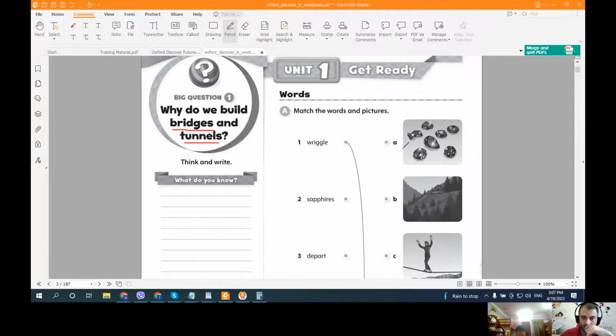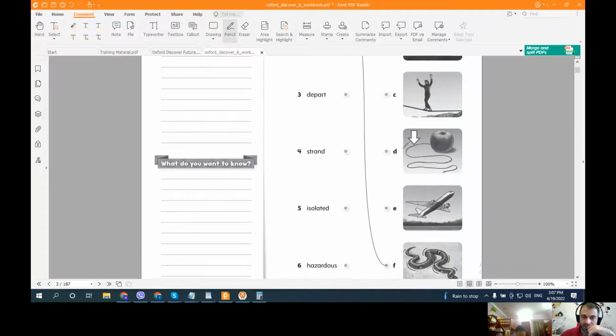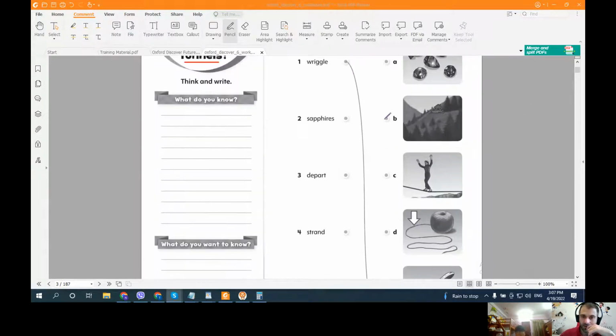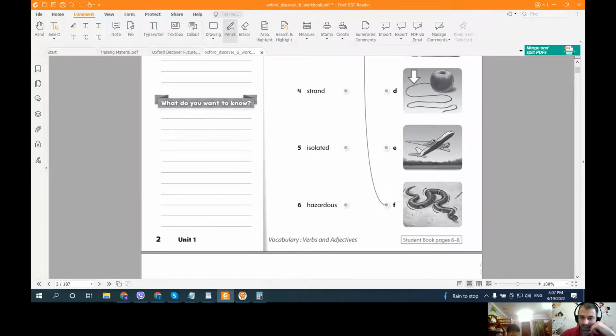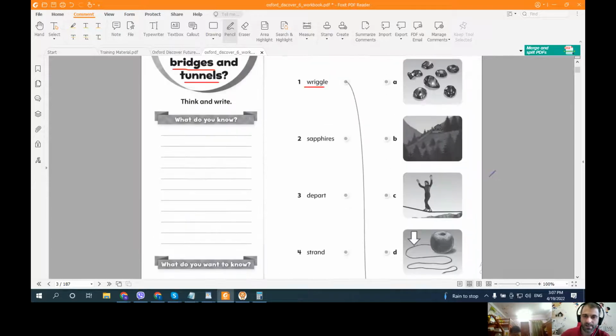We need to match the words here. We have these six words. Now, the first one is wriggle. Okay, so this is the wriggle. What is a wriggle here? Can you please tell me? They move in a, I don't know how to describe it. Wriggle, move, wriggle. You can say wriggle when the snake wriggles, when she moves.